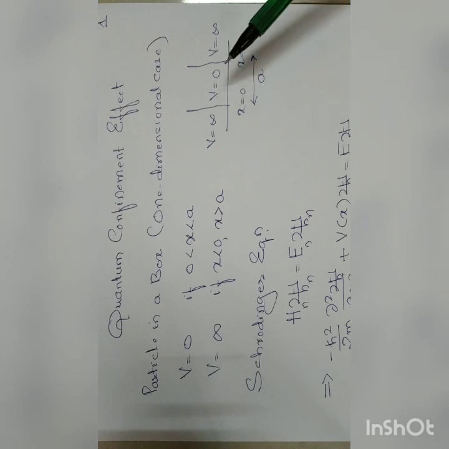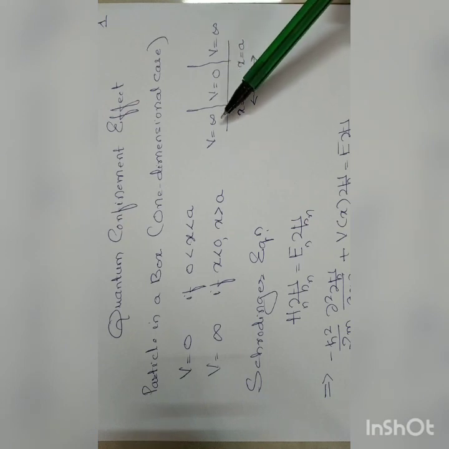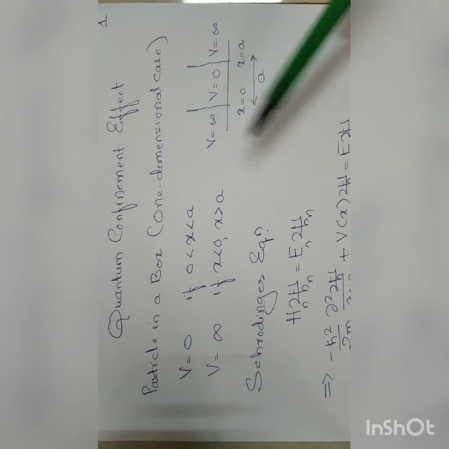Further, the potential energy of a particle within the box is equal to 0. Therefore, V equal to 0. Outside the box, V becomes infinite. Therefore, on the right side, V equal to infinity. Similarly, on the left side, V equal to infinity. It means the particle cannot come out of the box. It is always confined to the box. The particle can move within the box.